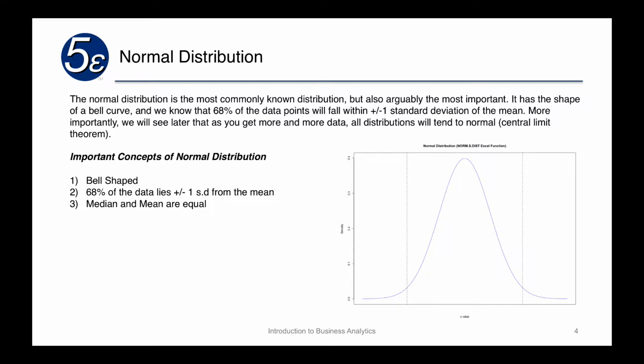More importantly, as you get more and more data, regardless of the distribution, according to something called the central limit theorem, you will tend to have a normal distribution. And this is one of the things that's going to be easily seen when we look at the Poisson distribution. Some of the important concepts of the normal distribution are that it's bell-shaped, that 68% of the data lies within plus or minus 1 standard deviation from the mean, and another fact is that the median and mean are theoretically equal to each other, as well as the mode, and that's more of a theoretical concept with statistical distributions.